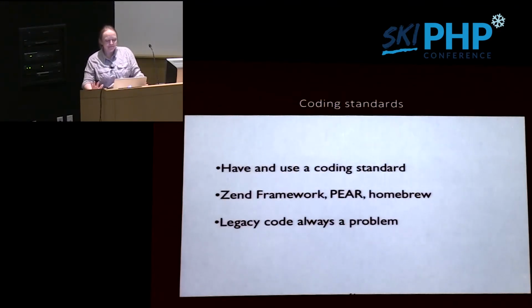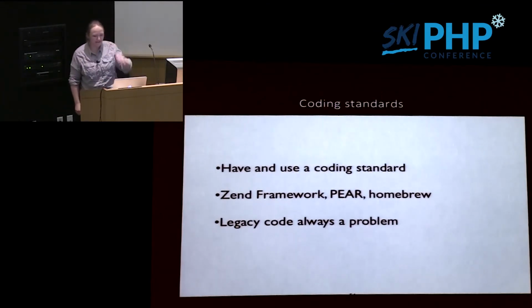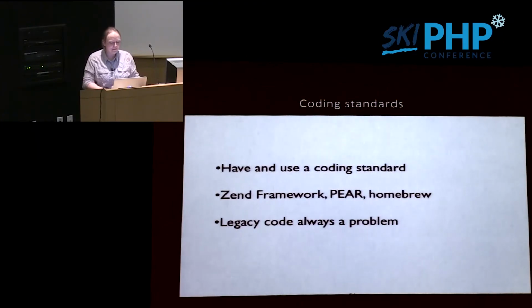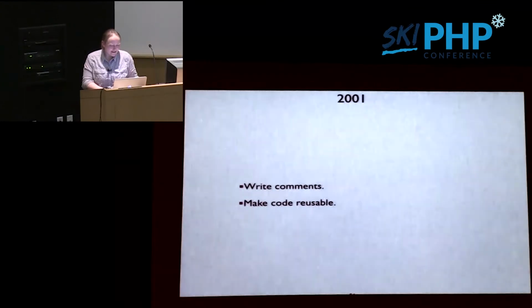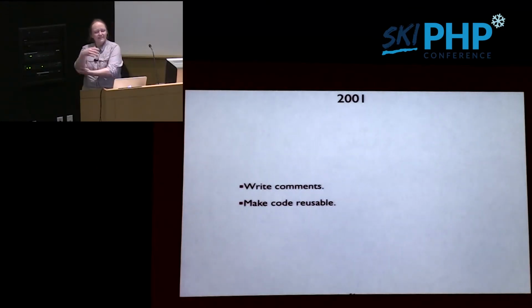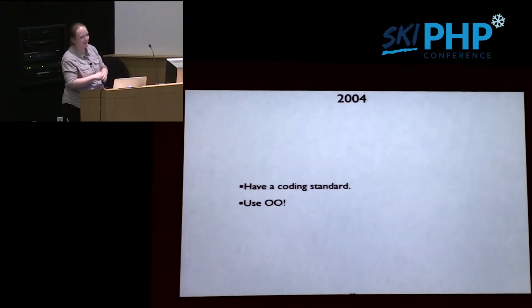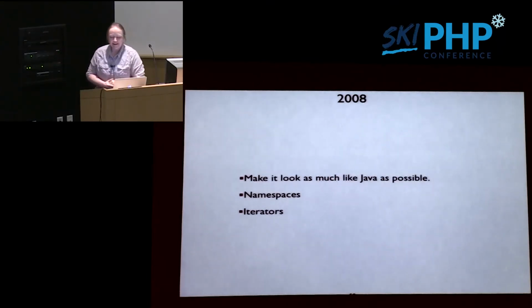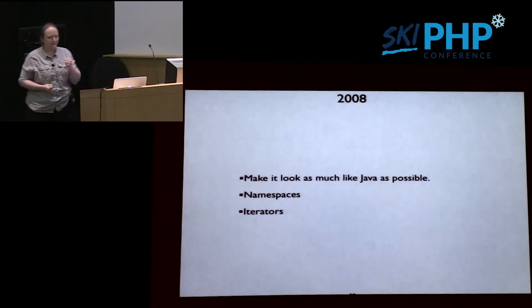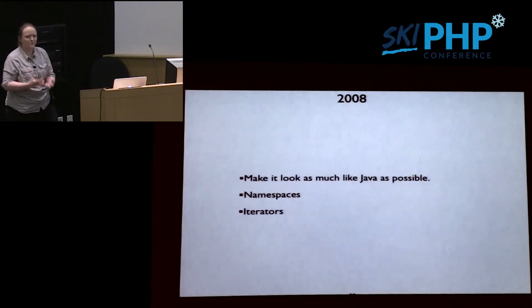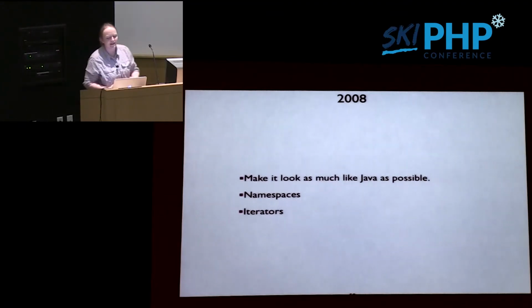Okay. Back in whenever I wrote this, 2004, I think, have a user coding standard. I wouldn't tell anyone to use the PEAR coding standard anymore, but I did then. And legacy code always sucks, and that's still true. Through the ages, in 2001 we said, you should write comments. You should make your code reusable. By 2004, have a coding standard and use OO, because we were convinced then that it was going to be the bright, shiny thing that saved us all, but it took a little bit longer. In 2008, we were all like, yes, we will make PHP look exactly like Java, as much as humanly possible, and then maybe people will take us seriously.